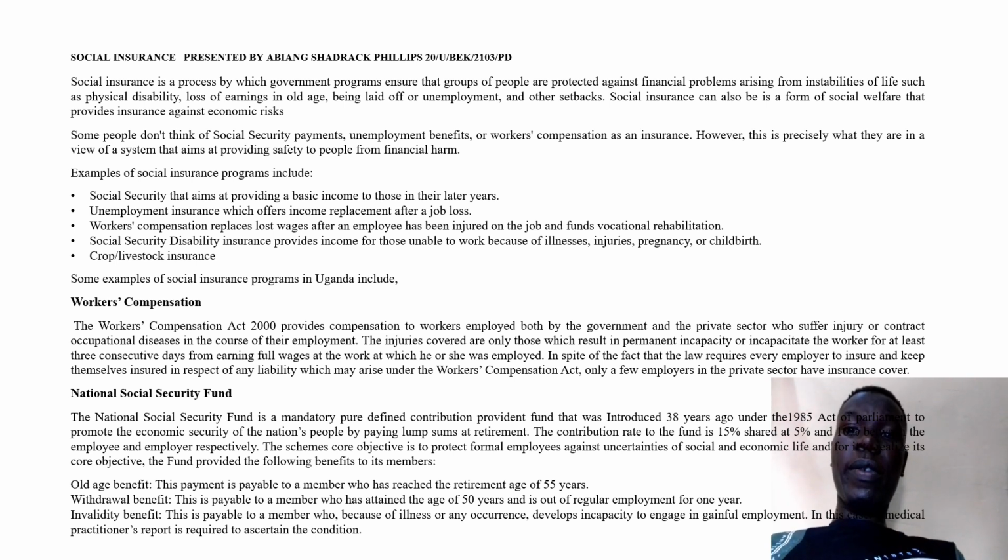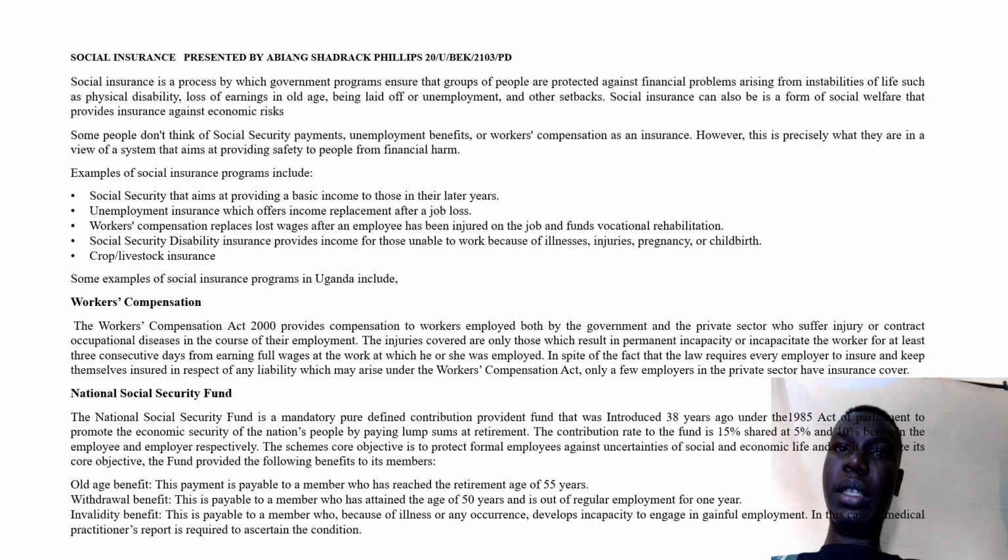My name is Abiang Shadrach Phillips, going to discuss the issue of social insurance and the issues in the design of welfare programs. By definition, social insurance is a process by which government programs ensure that groups of people are protected against financial problems arising from instabilities of life such as physical disabilities, loss of earnings in old age, being laid off, unemployment, and other setbacks in life.